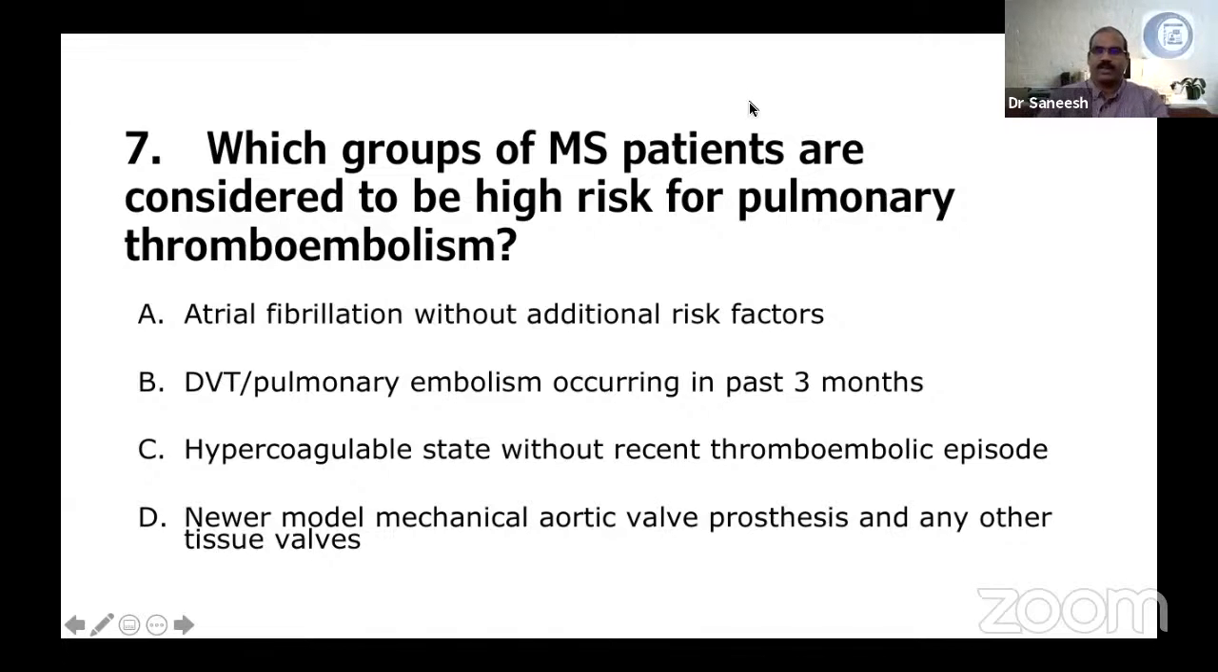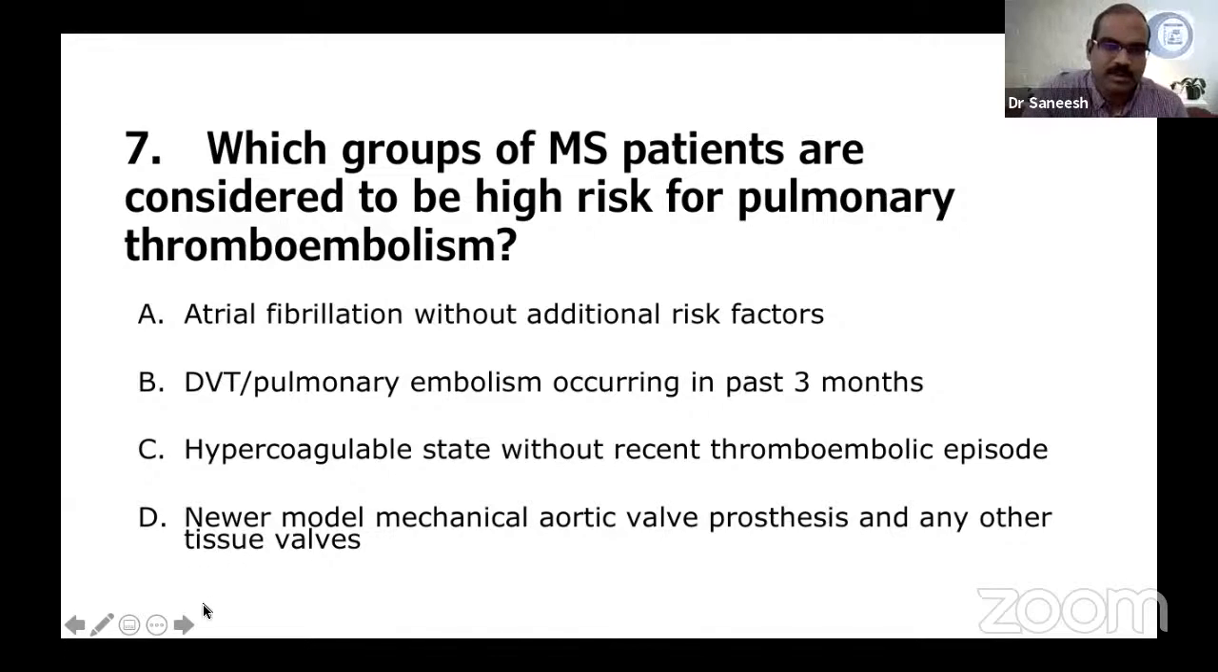Dr. Minati, your take on it. 49% is going with option B, DVT or pulmonary embolism. That is good. That is the right answer. Atrial fibrillation, only if there is any additional risk factor, suppose there is presence of LA thrombus, then only there is risk of pulmonary thromboembolism. And hypercoagulable state, again, if there is a recent episode of stroke or DVT or any other thromboembolic episode, they are more prone. And newer model of mechanical aortic valve prosthesis and tissue valve, they're less thrombogenic. That's why now they are preferred. So option B is the right answer.